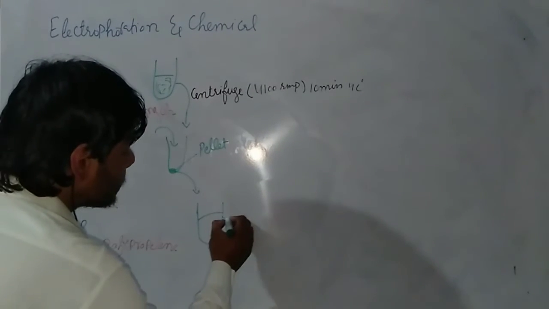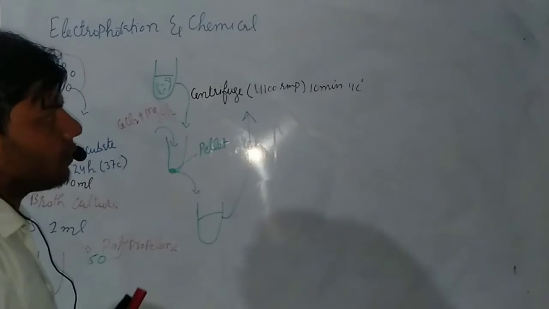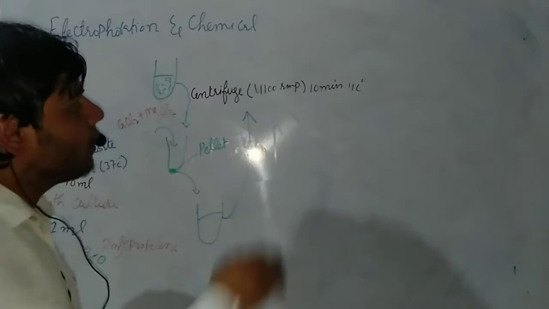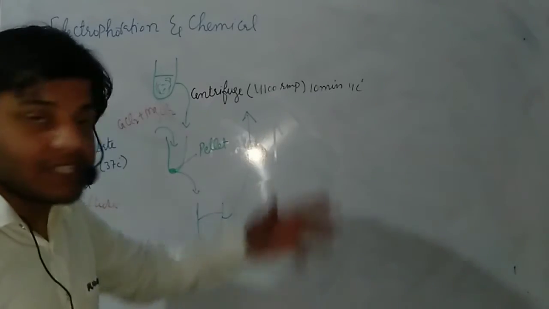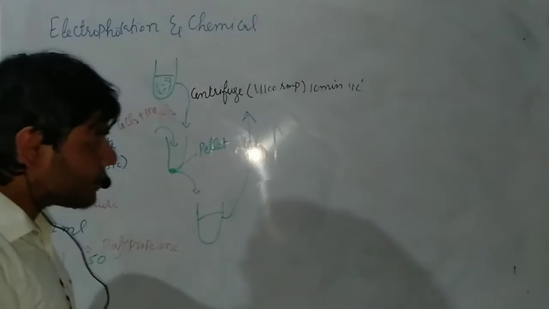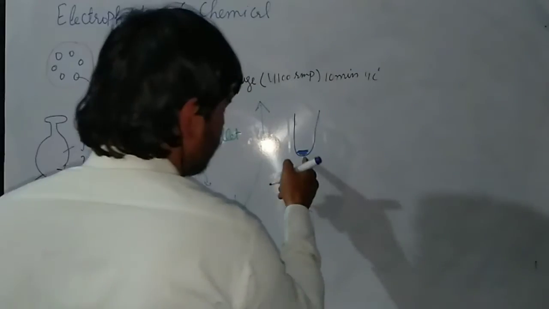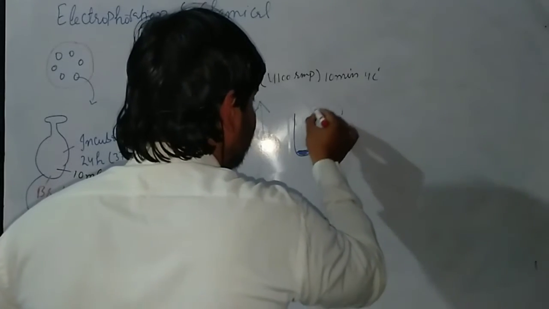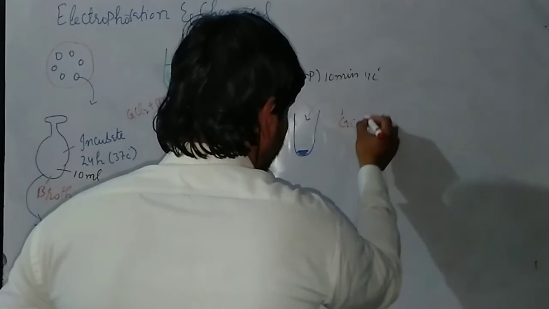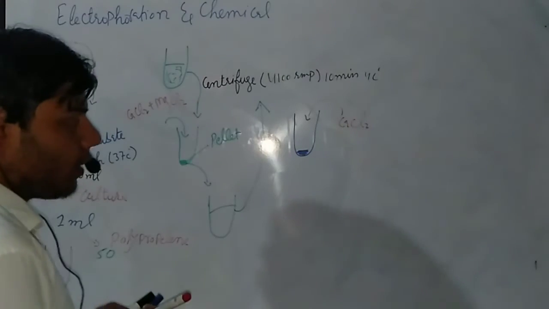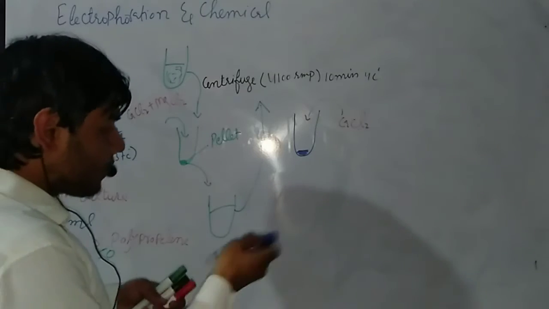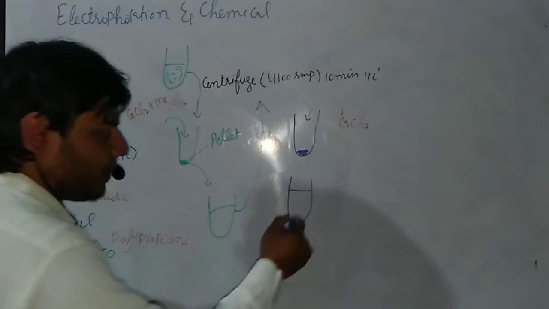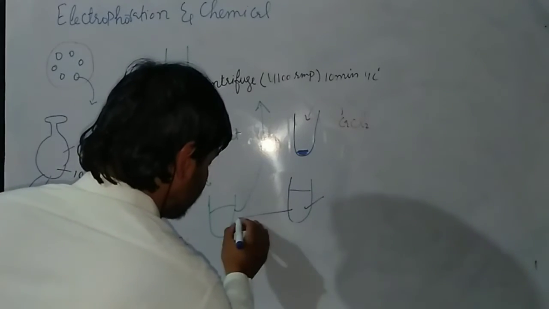Then again we centrifuge this tube at 4100 RPM for 10 minutes at 4 degrees centigrade. After that, again we get the pellet. This time we add calcium chloride solution. After that, the cell is again resuspended, as you can see. Now the cell is again in suspended form. This is called suspension of the cell.